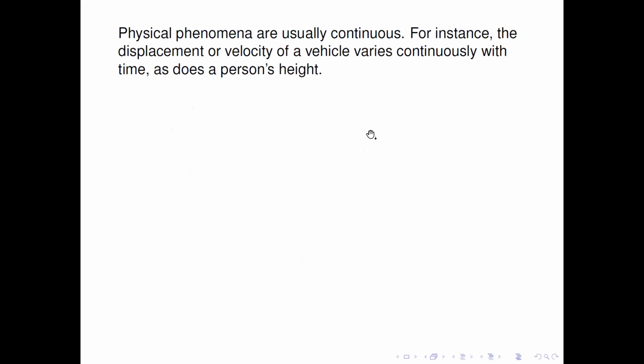Okay, so like I said earlier, physical phenomena are usually continuous. The displacement or velocity of a vehicle varies continuously with time, right? As does a person's height. So if you're driving on the freeway, you cannot go from driving 100 kilometers an hour in an instant to 150 kilometers an hour. Cars don't work that way. You have to go through 101 kilometers an hour, then 101 and a half kilometers an hour, and so on. You go through all those intermediate numbers, right? How we grow as human beings. These are continuous processes.